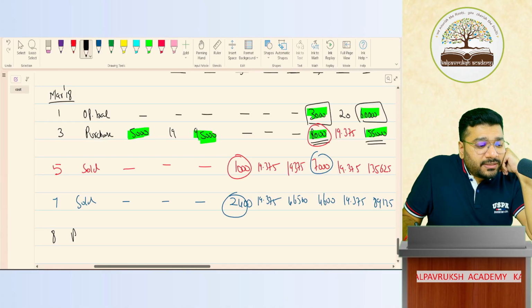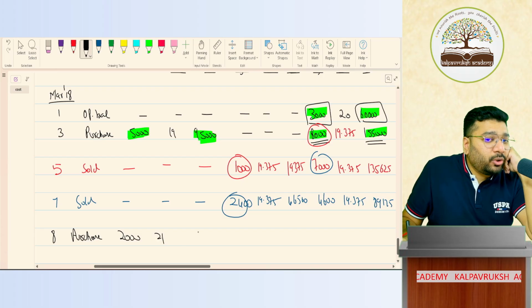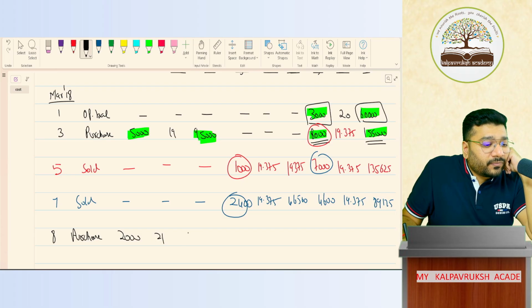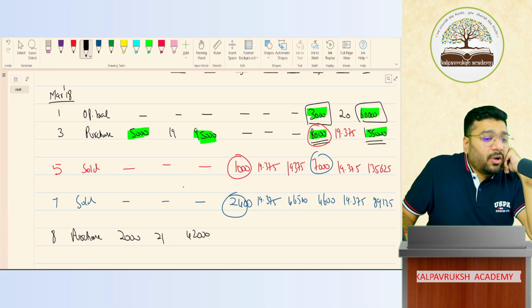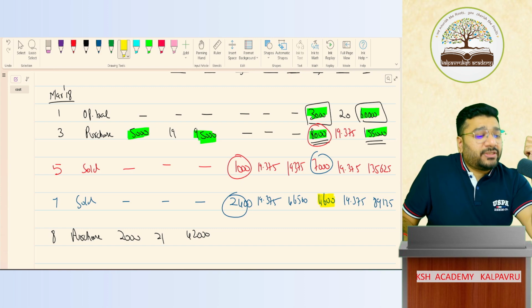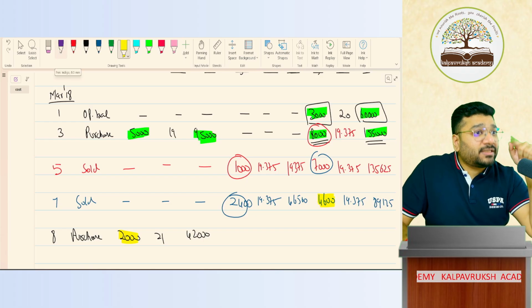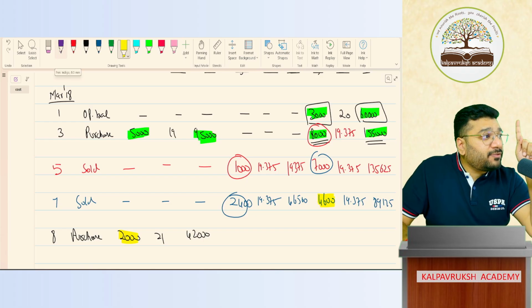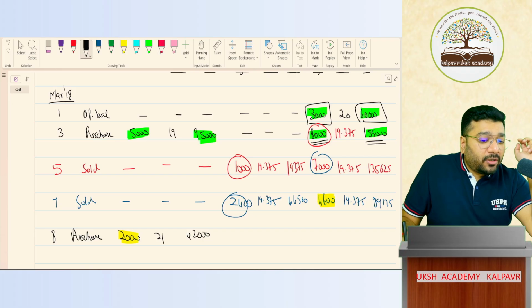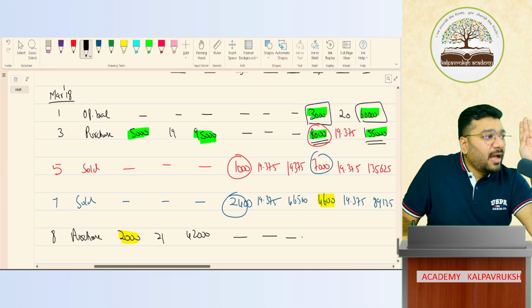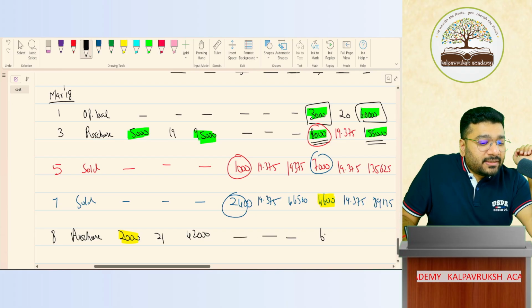Next. 8th March purchased 2,000 kg at 21 each. How much is the total? 42,000. Now how do you do it? Quantity: the previous quantity, that is opening stock, plus purchase. Closing stock of previous day becomes today's opening stock. Opening stock of today is 4,600. Plus today's purchase is 2,000. You have sold nothing. So how much is the closing stock? 6,600.